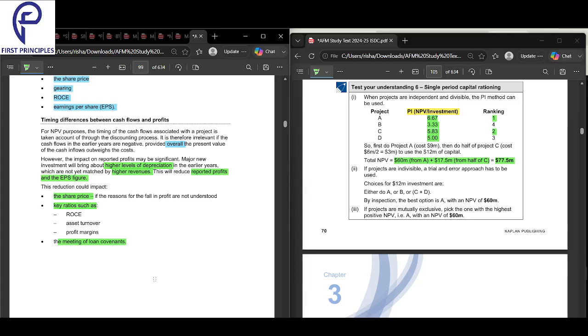So summarizing everything in one sentence: NPV ignores the timing of losses, but profits don't. A good NPV project can still hurt the share price, ratios and loan agreements in the short term, but in the long term it will make it worthwhile. So what they're telling over here is that even if your project is positive NPV, that is, eventually over 5 years the total money you make will be positive, in the short run even a positive NPV project can make you losses. Don't be surprised, because NPV looks into the entire life of the project.